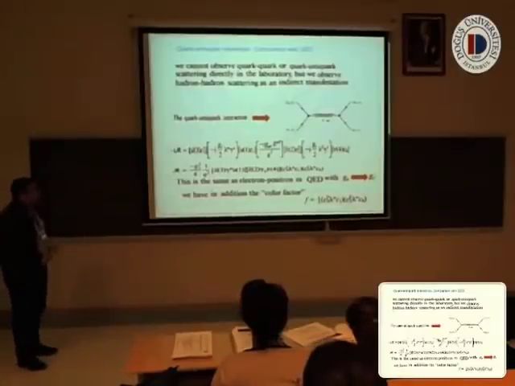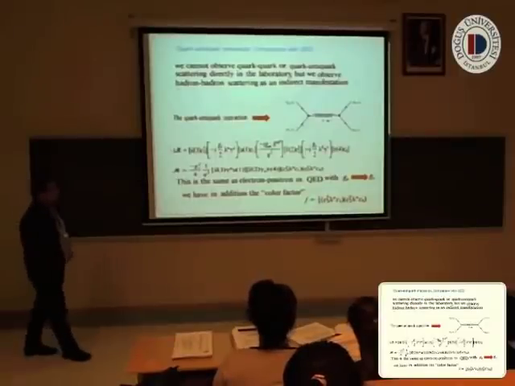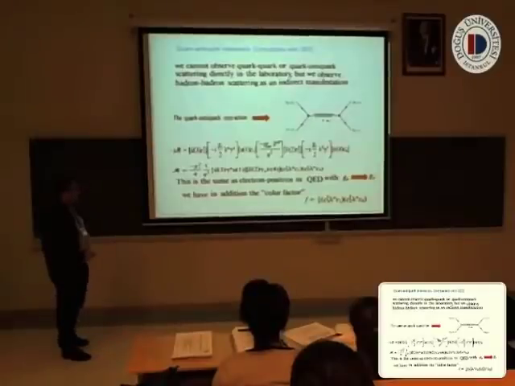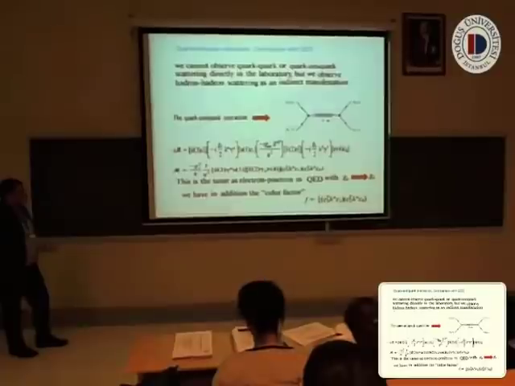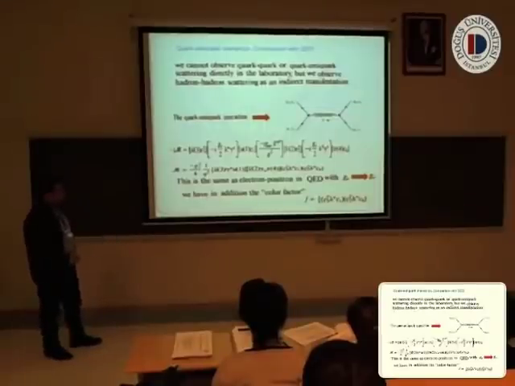Then we start with the incoming quark, and then we have a gluon vertex, and here we have the incoming antiquark, this vertex and the outgoing antiquark. So if we rearrange and move the constants out of the expression, here you see these constants, and this part is the color factor.